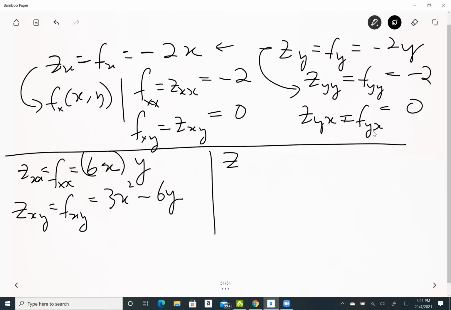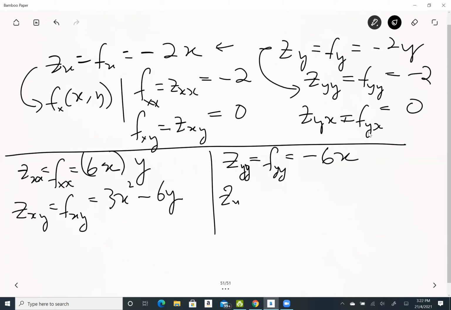Now look at zy or fy. We take the derivative of zy with respect to y, so we get fyy or zyy. Now the variable is y. Differentiate fy with respect to y. What do we get? First term, x cubed. The derivative of x cubed is 0. So you got negative 6xy. So what will be our answer here? Negative 6x. The derivative of y is just 1.